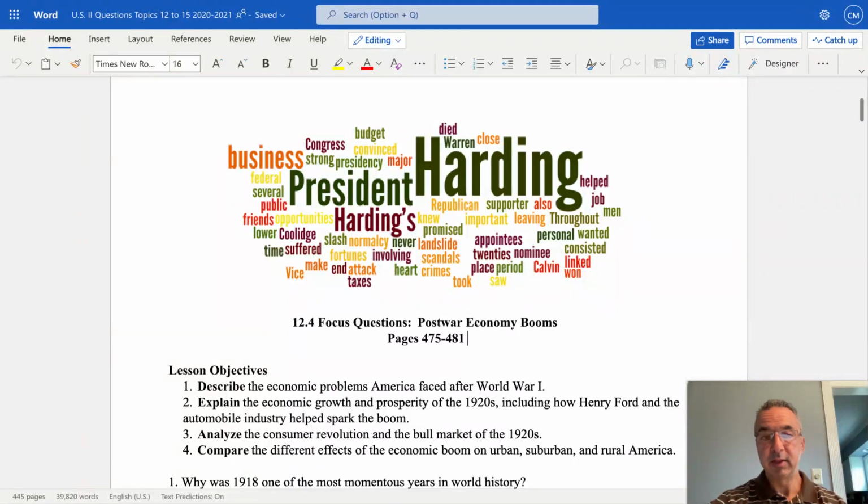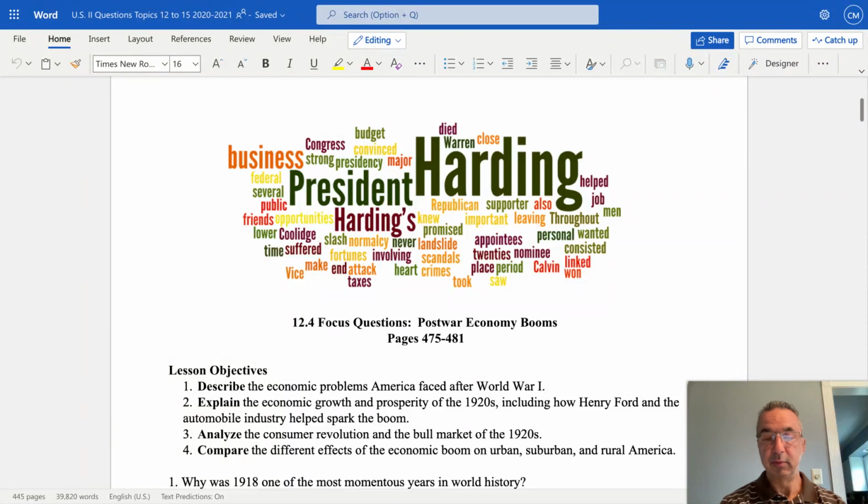So really what we're doing in this particular section is going through the 1920s, as a reaction to the end of World War I, a transition from a wartime back to a peacetime economy. Some of the key objectives from this section will be the economic problems and challenges we faced after World War I. We'll explain the economic growth and prosperity of the 1920s, including how Henry Ford and the automobile began to really spark an economic boom during the 1920s.